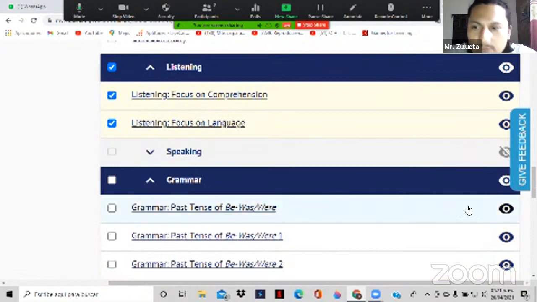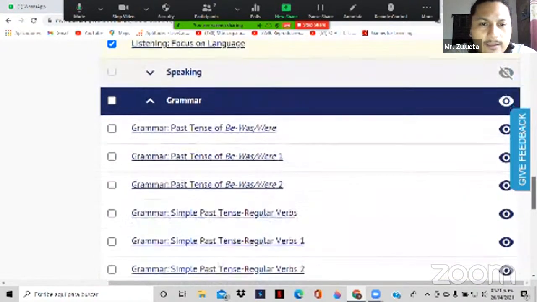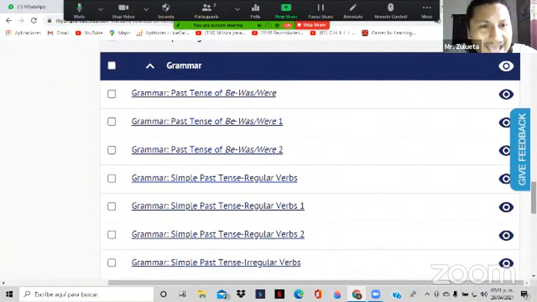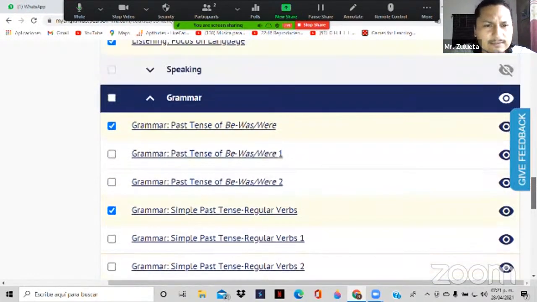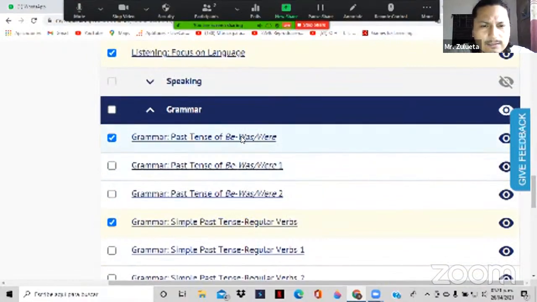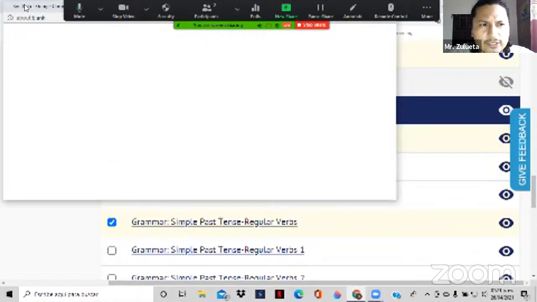What grammars are we going to familiarize with? Remember the verb to be in past and, well, regular and irregular verbs. So let's begin by just going over the explanation. So we have three explanations. Let's start.